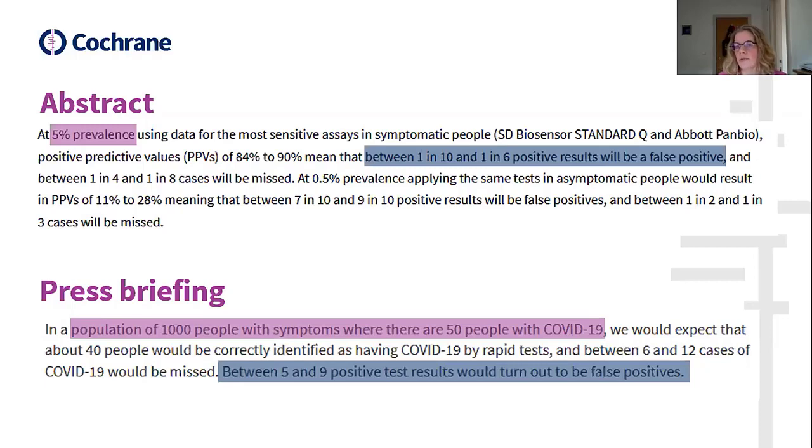In the abstract, the authors were a bit more technical in their description, so we're describing between 1 in 10 and 1 in 6 positive results being a false positive. In the press briefing, that becomes between 5 and 9 positive test results turning out to be false positives.